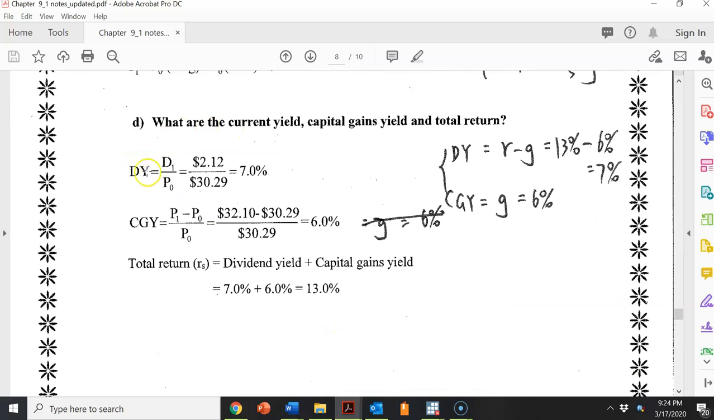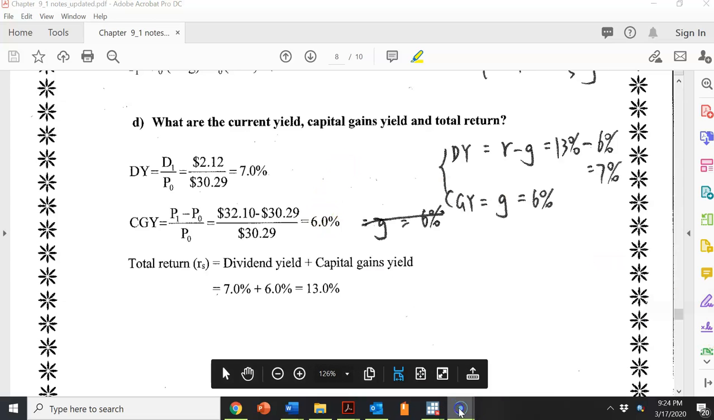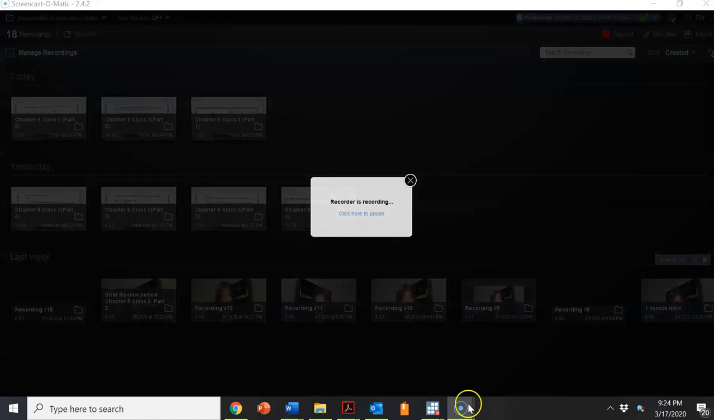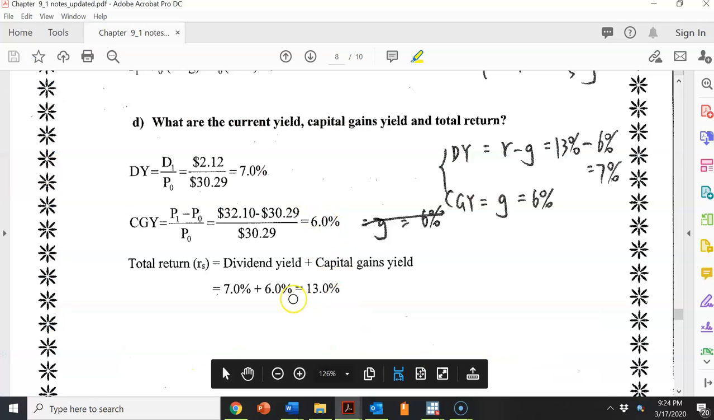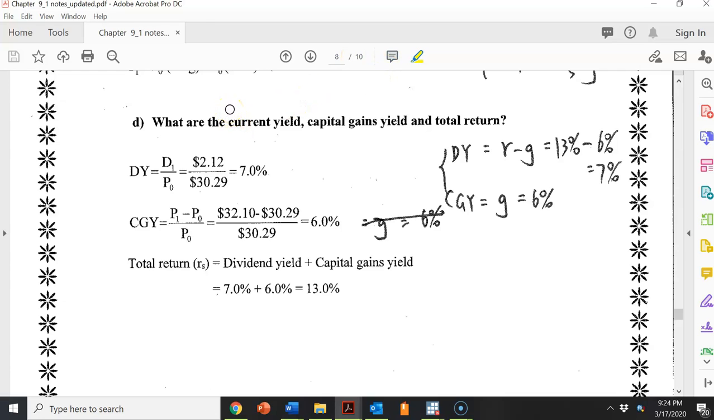Question D, current yield. Excuse me, I will try to correct this, but it should be dividend yield, which is asked here. Okay, current yield is the yield for bond, right? So we're actually asking for current yield, dividend yield, capital gains yield, and total return for the stock here.